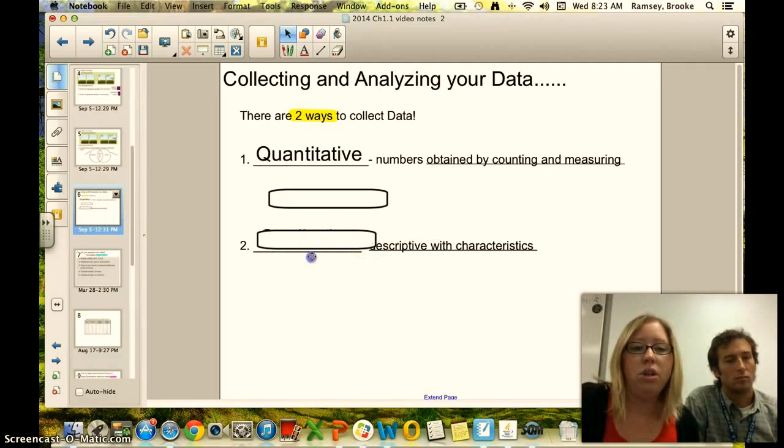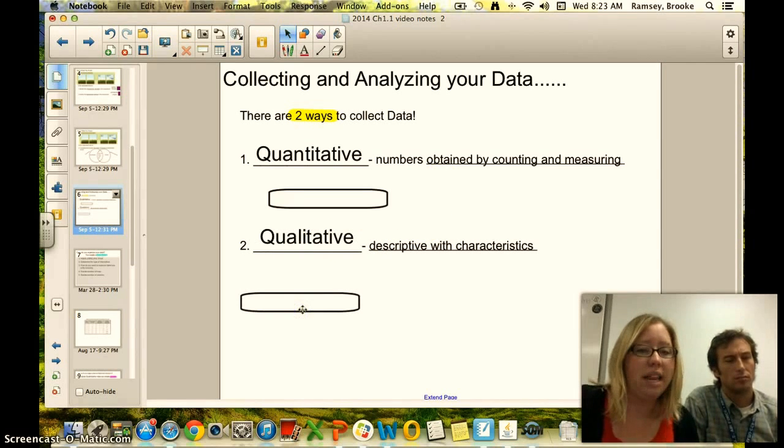When you are looking and collecting qualitative data, that's the second type of data. Qualitative data is using words to describe what you see, what you're observing. So color, shape, writing sentences and describing the characteristics you see instead of numbers.